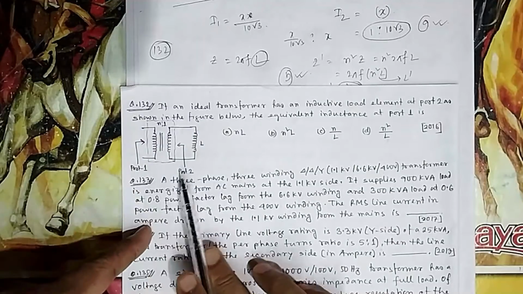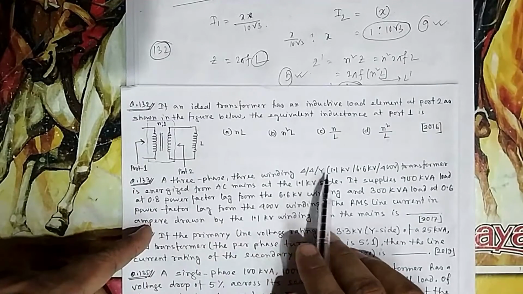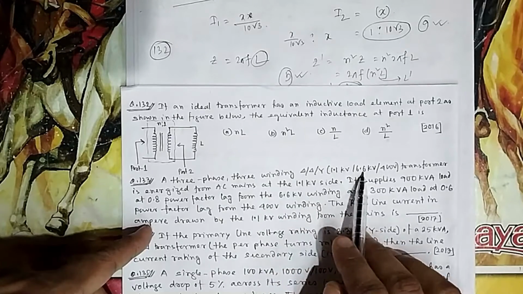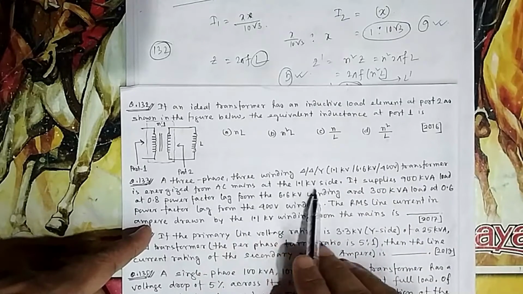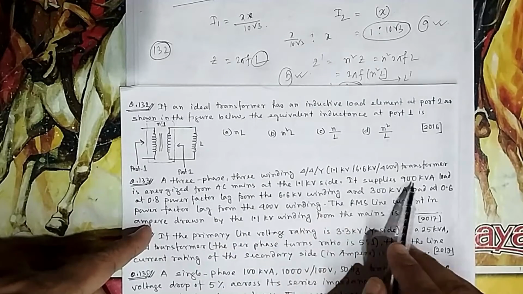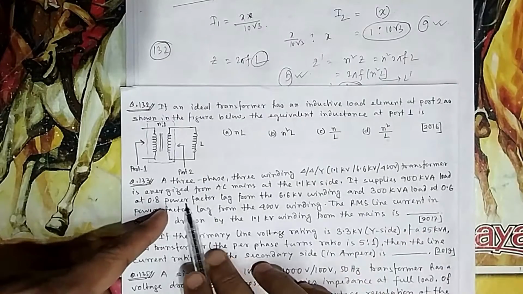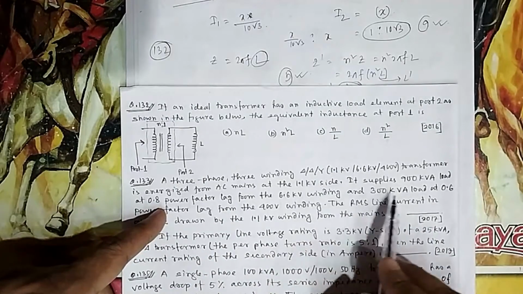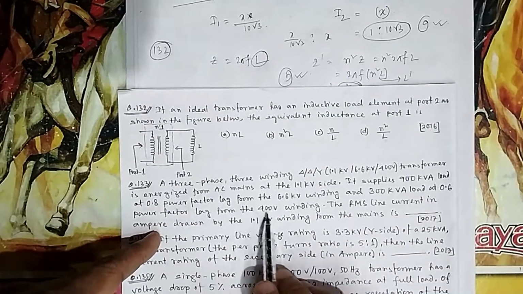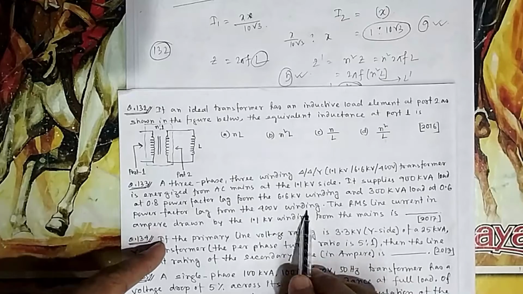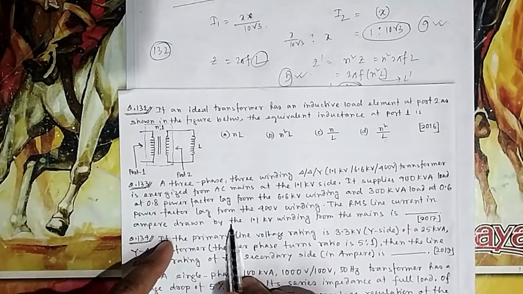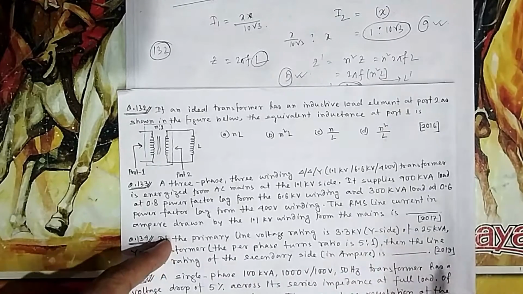Question number 133. A 3-phase 3-winding delta delta star 1.1/6.6/0.4 kV transformer is energized from the AC mains on the 1.1 kV side. It supplies 900 kVA load at 0.8 power factor on the 6.6 kV side, and 300 kVA at 0.6 power factor from the 400 V winding. The RMS line current drawn in amperes on the 1.1 kV side of the mains.